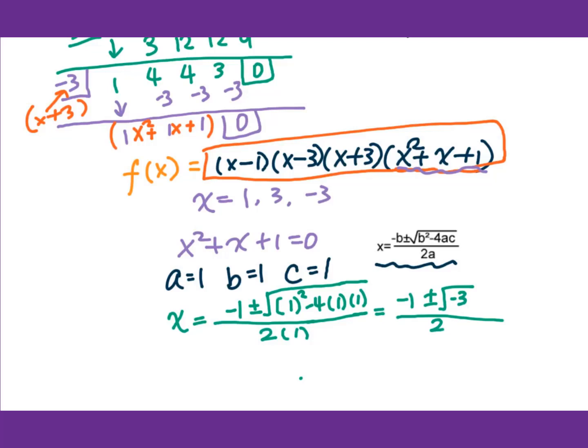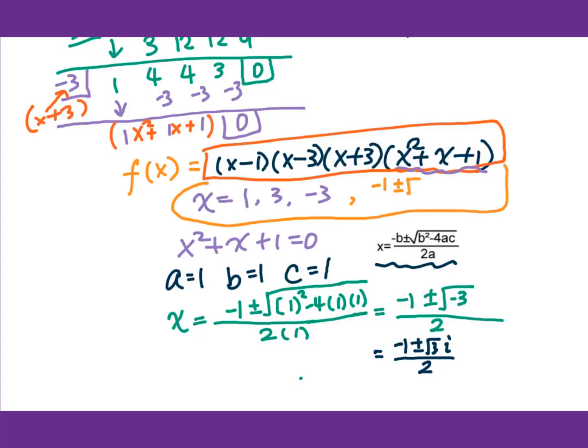We know negative sign in the square root we can change into i, so we got negative 1 plus minus square root of 3i over 2. Therefore, for all the roots, we add negative 1 plus minus square root of 3i over 2.